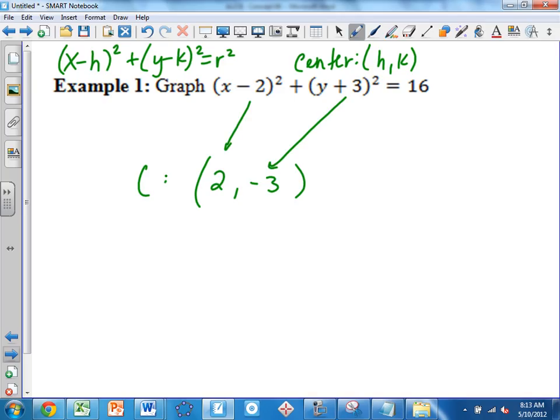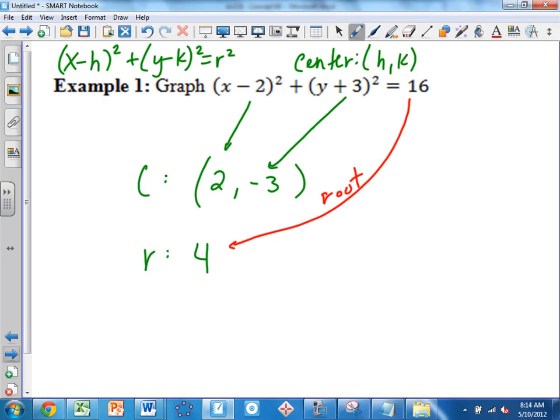Again, because it's x minus h and y minus k, we know that we're going to do the opposite in the sense for both of them. What would the radius be for this circle? 4. Okay, why is it 4? Square root of 16. Good. Okay, the square root of 16.